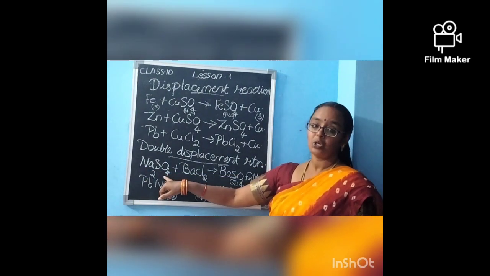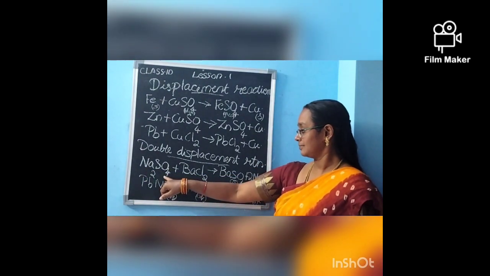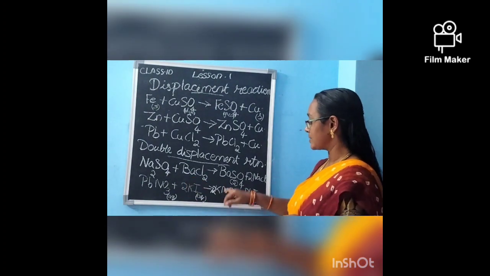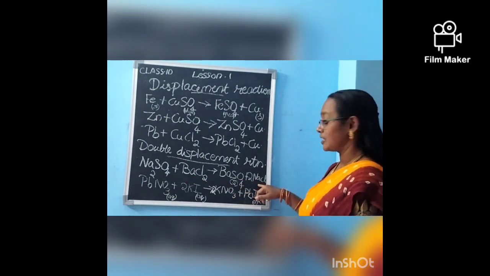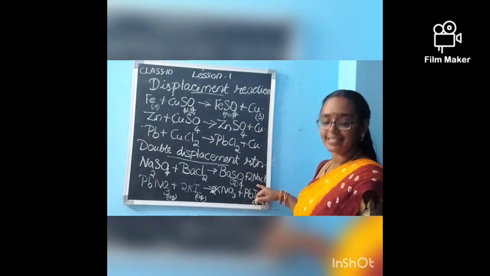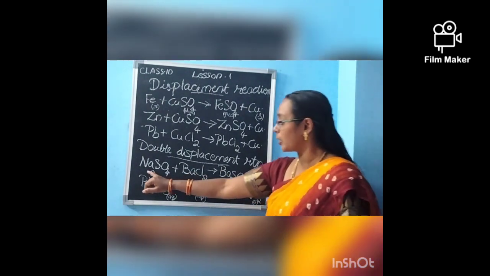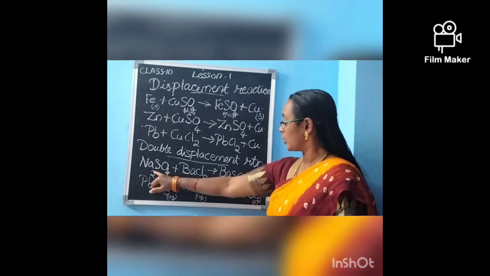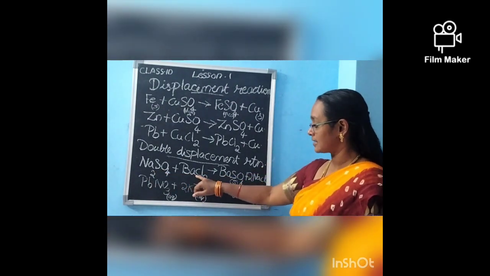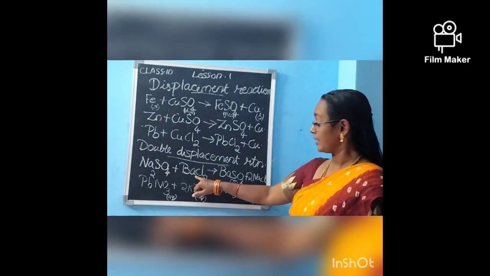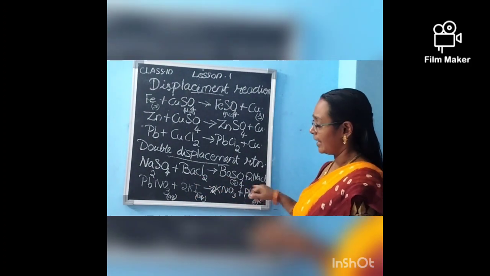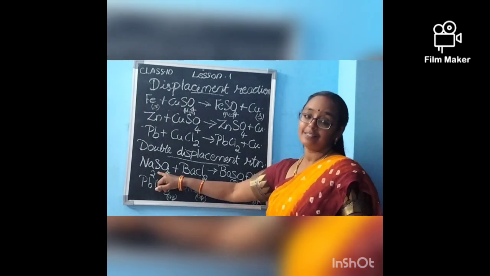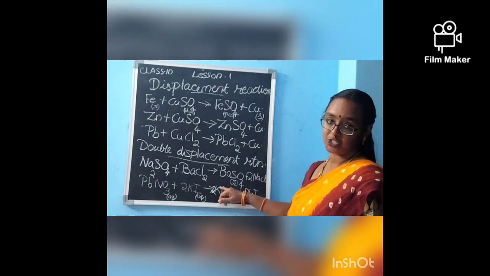Na2SO4, sodium sulfate, plus BaCl2, barium chloride, gives barium sulfate as well as sodium chloride. In this kind of reaction, sodium has been displaced and barium also has been displaced. Sodium displaces and sits along with chlorine to form sodium chloride, and barium also gets displaced and sits along with sulfate. So barium sulfate is formed.